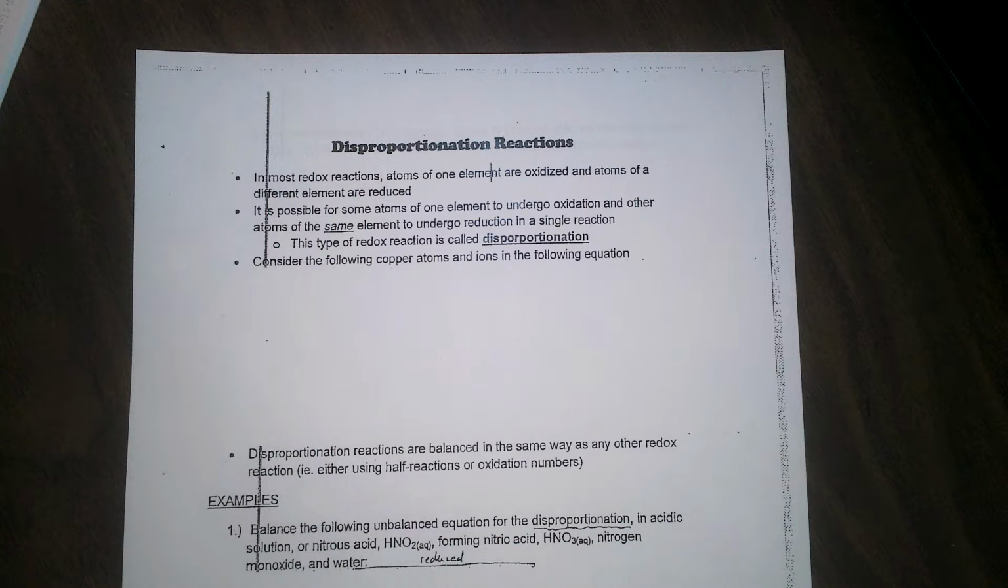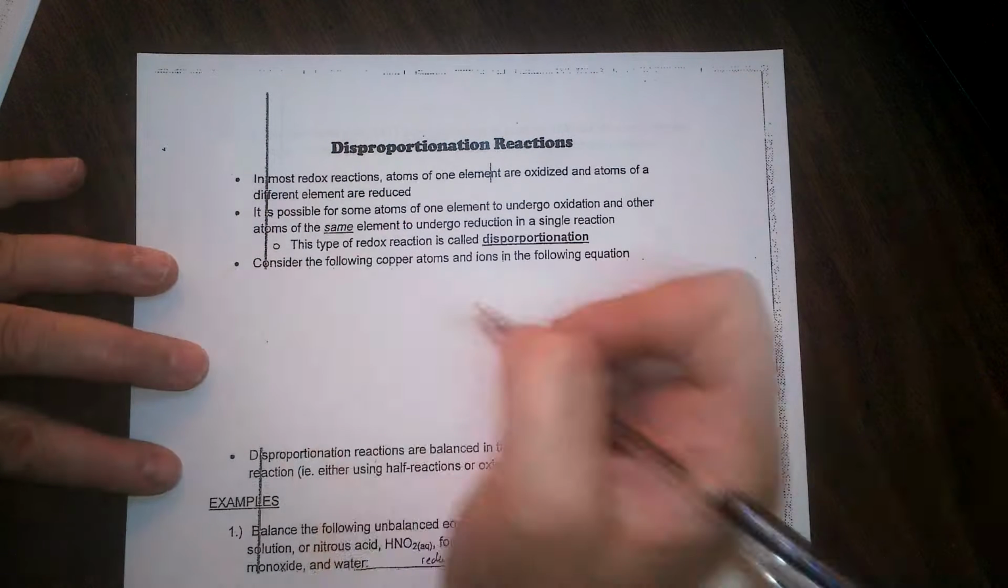Yes, actually, I think you got it right. One atom with 2 different oxidation numbers in the product end. I think that sounds right, Declan. Okay, it's possible for some atoms of one element to undergo oxidation and also undergo reduction. And we call it disproportionation. We looked at it, but that's all we did was we looked at it. So we can look at something like this.